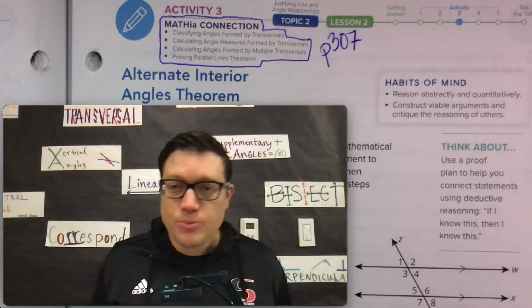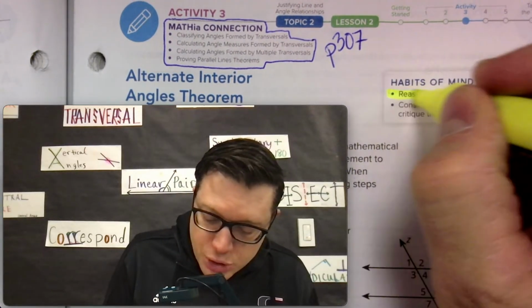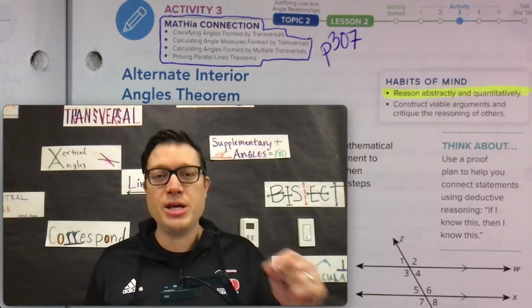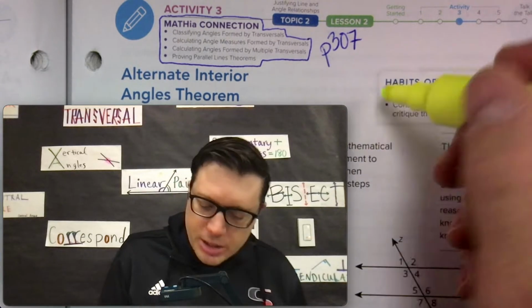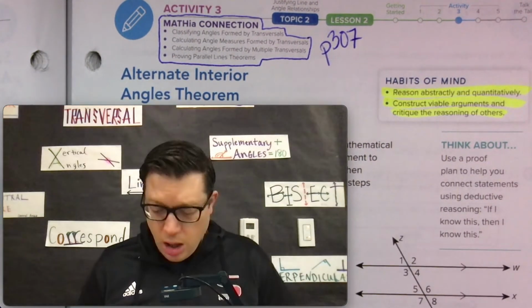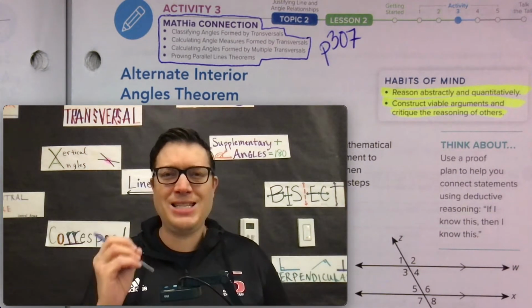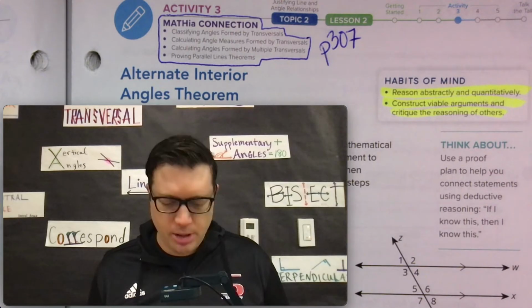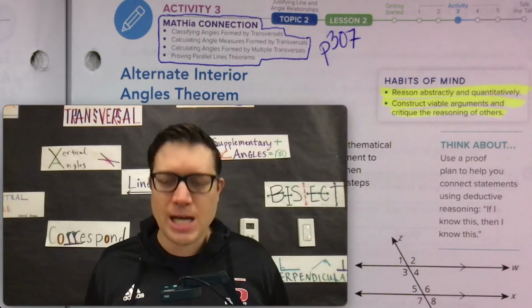I have a highlighter. We're going to acknowledge what mathematicians do. We are going to reason abstractly and quantitatively in this lesson, in this video, in this activity. We're going to construct viable arguments and critique the reasoning of others. And really in this one, on this page 307 work, all we're really doing is just annotating, reading through someone else's response just to figure out what did they say that we could also use as our own example.